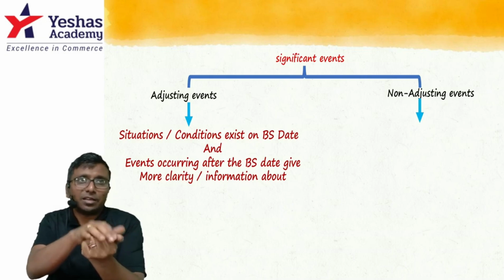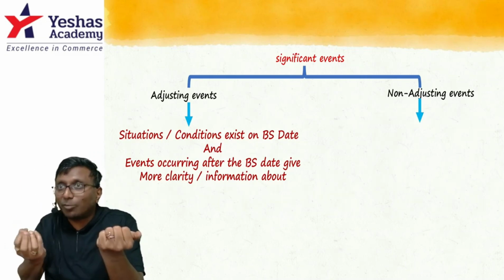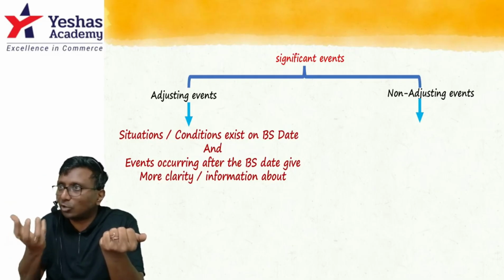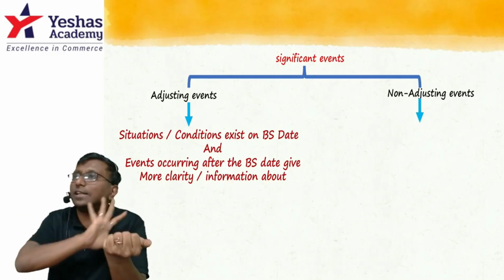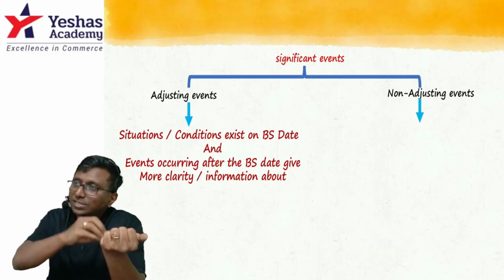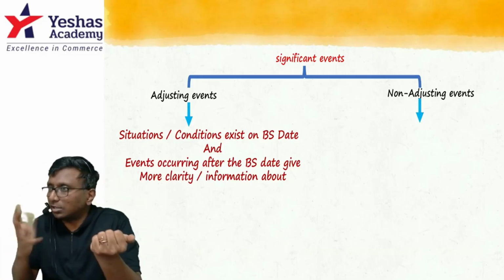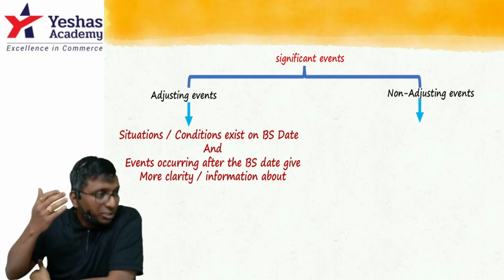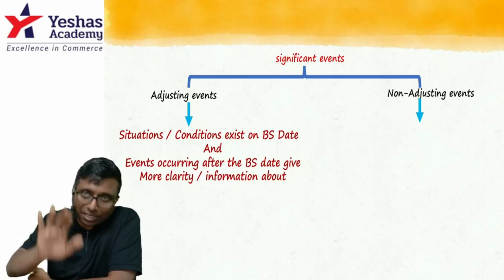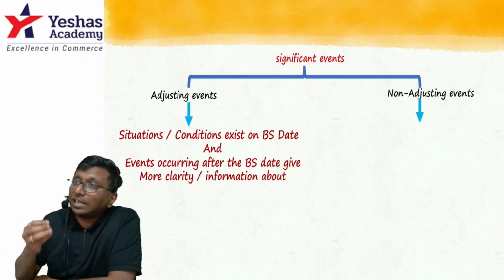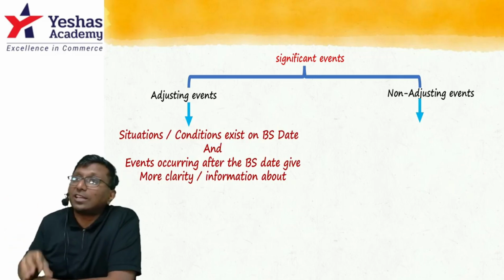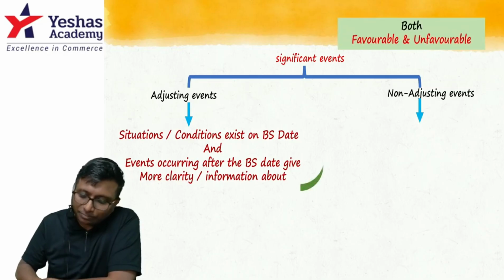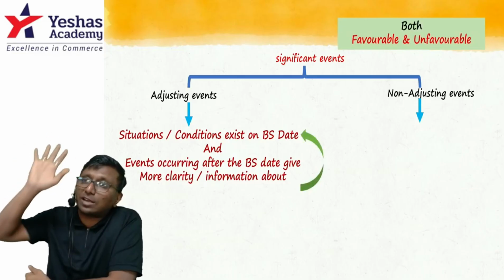I repeat once again. The subsequent events are giving more clarity about the events of 31st March. It is not a new event altogether. It is giving information about what is already there. If the situation is created after 31st March, then it will be a non-adjusting event. So let's read: situations or conditions exist on the balance sheet date, and events occurring after the balance sheet date give more clarity or information about those situations which were already there.